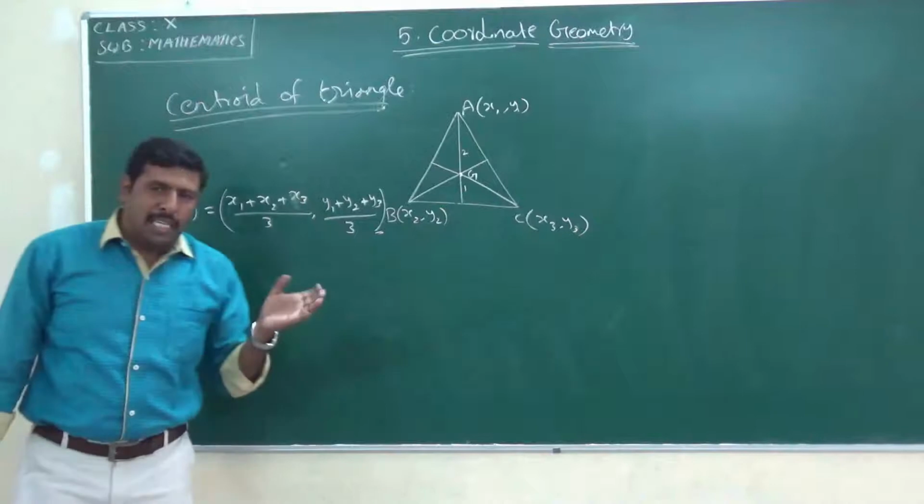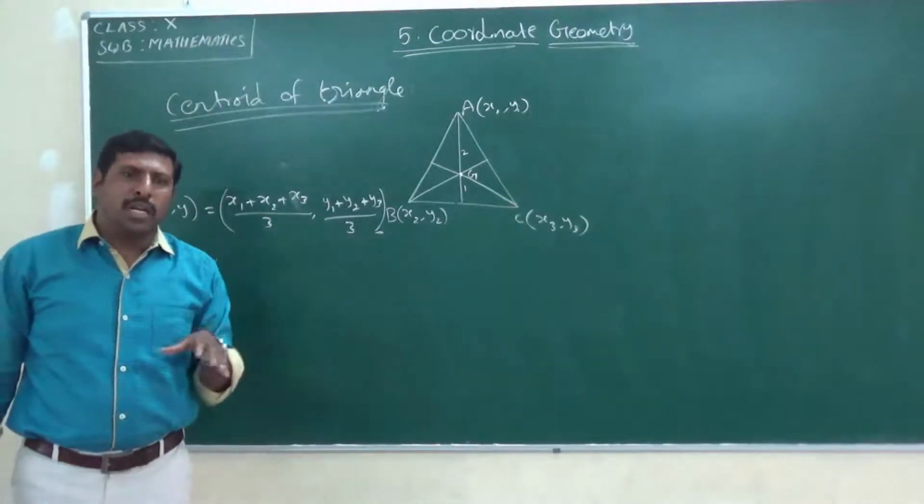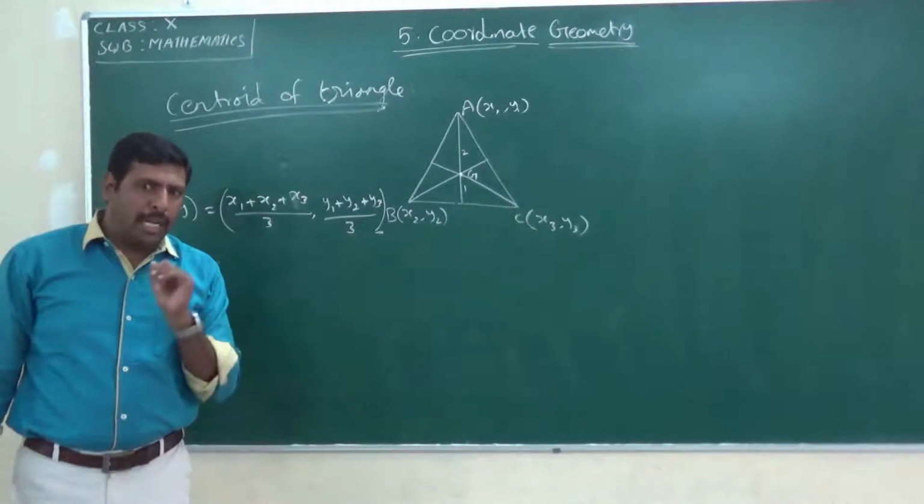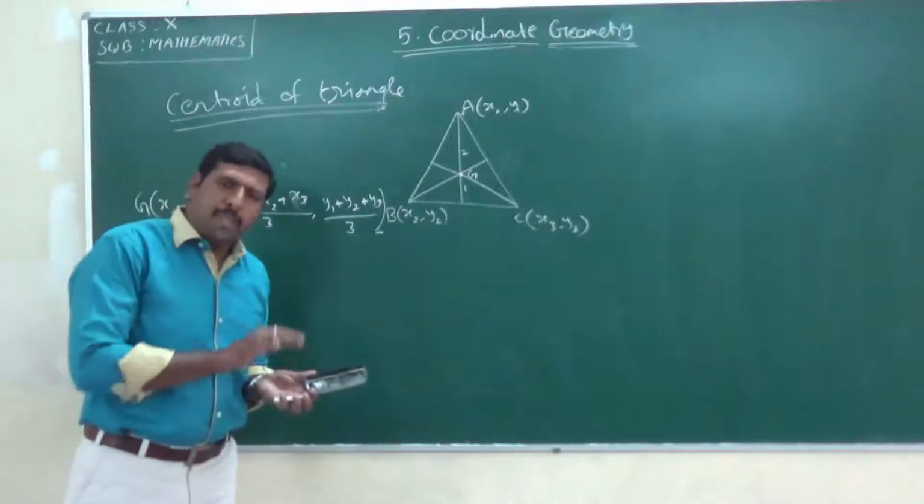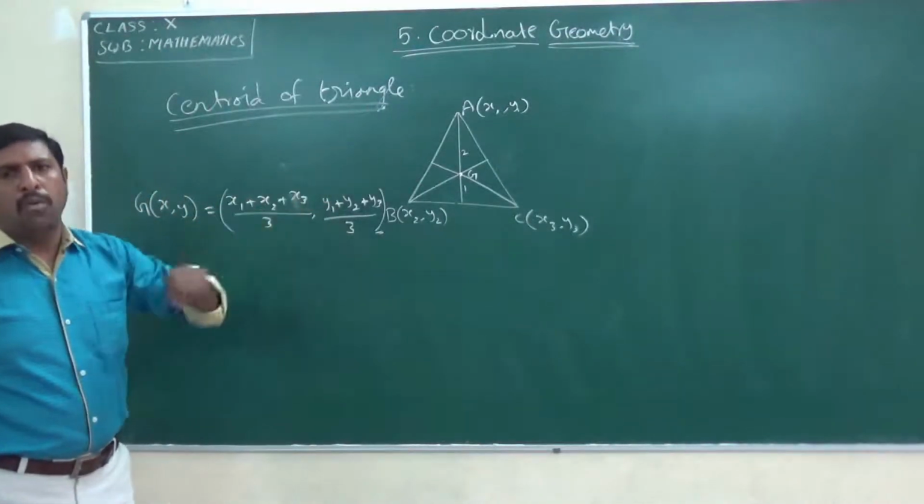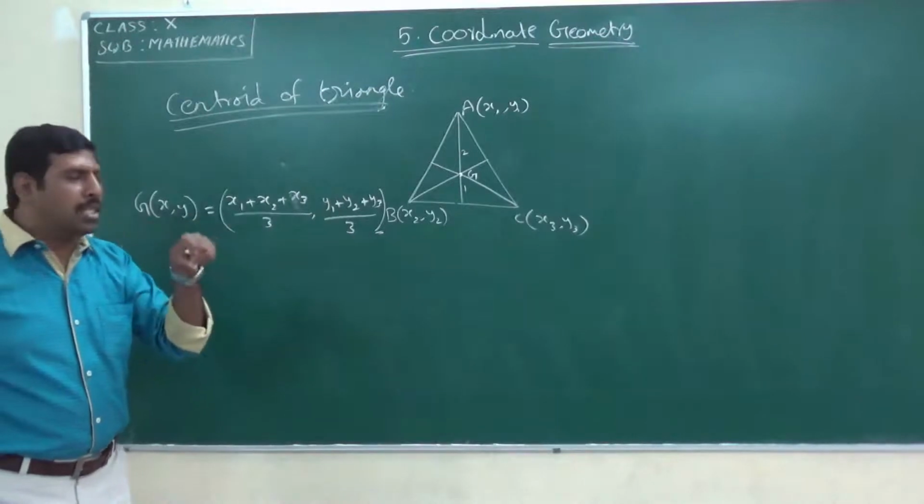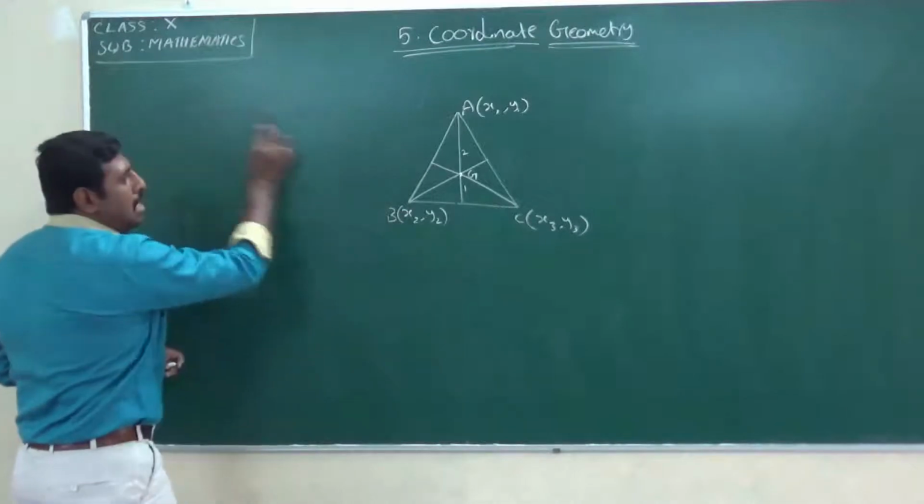In lower classes, when the side measurements of the triangle are given, we can easily find the area using the formula half of base into height. Here, instead of measurements, the points are given. How are we going to find the area of the triangle? Let's see that. Let me take the triangle.